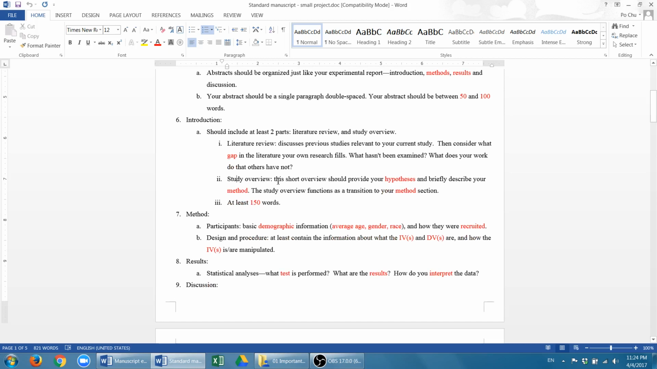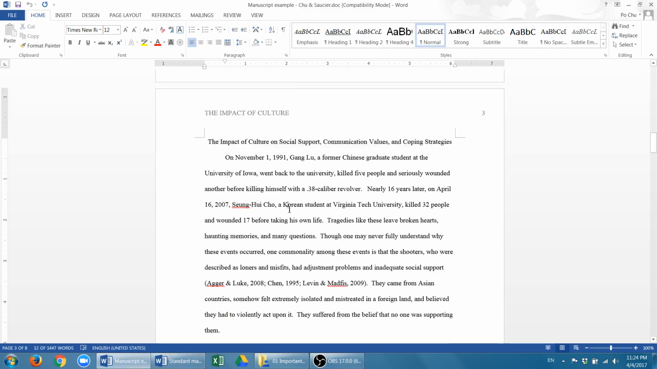And then the study overview is a short overview that should provide your hypothesis and briefly describe your method. The study overview functions as a transition to your method section. And it has to be at least 150 words. So take a look at this one.